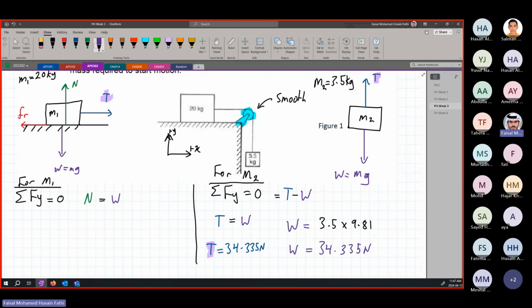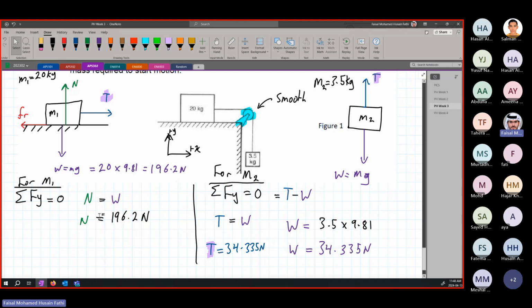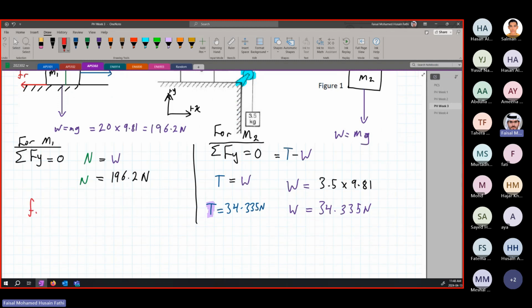We know that the weight W is equal to mg, so it's equal to 20 kilograms times 9.81, which is equal to 196.2 newtons. All right. So we know that N is going to be equal to 196.2 newtons. So we found our normal force. We can now find our friction force as well. So our friction force now is Fr is equal to mu times N. All right. Mu times N.